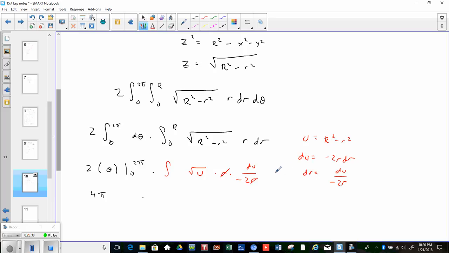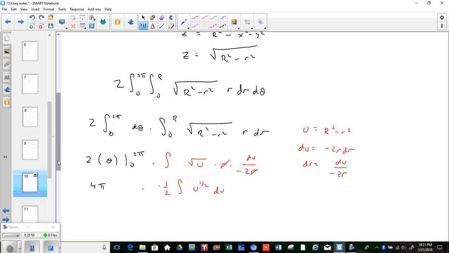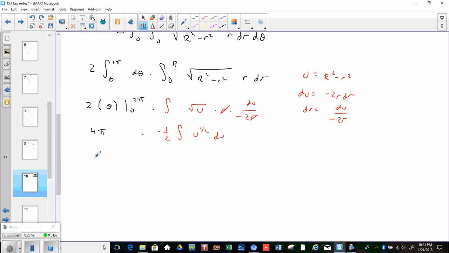Those r's right there go away. I can factor out or pull out the negative 1/2. This antiderivative is going to be easier if we write it as u to the 1/2 du. So we'll have 4 pi times negative 1/2. The antiderivative of this, of course, is 2/3 u to the 3/2, but u was this. And then we'll evaluate that from 0 to capital R.